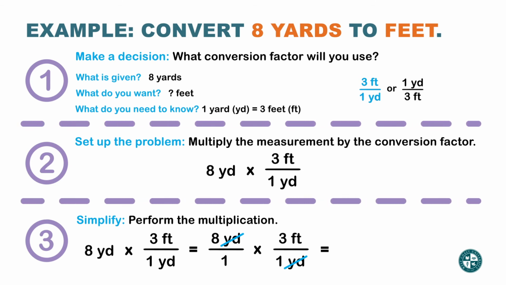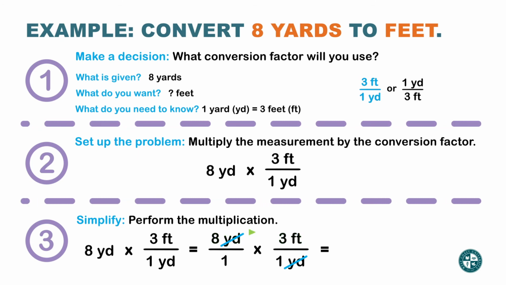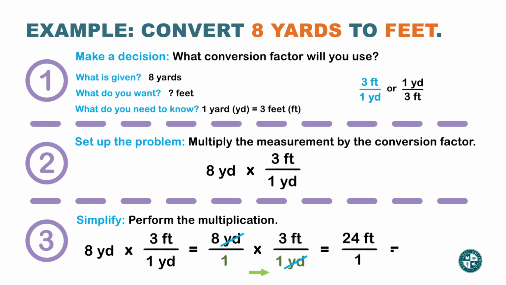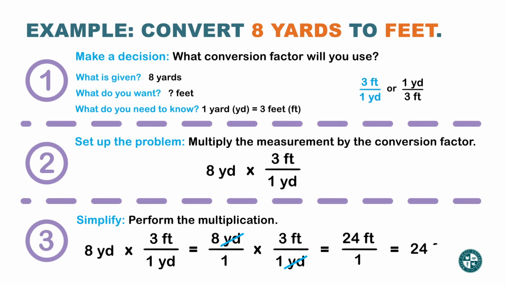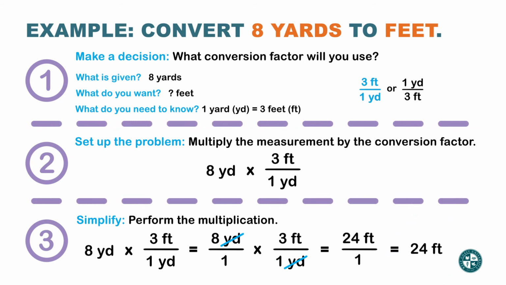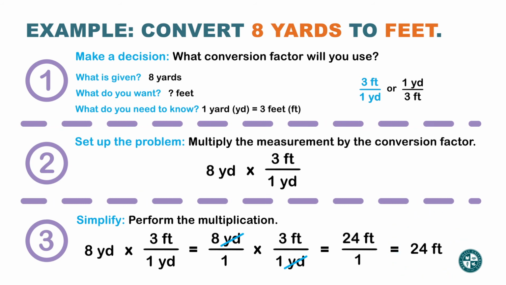And now multiply fractions. How do you multiply fractions? 8 times 3, 24. 1 times 1 is 1. And simplify, 24 divided by 1 is 24 feet. Okay, that is dimensional analysis.